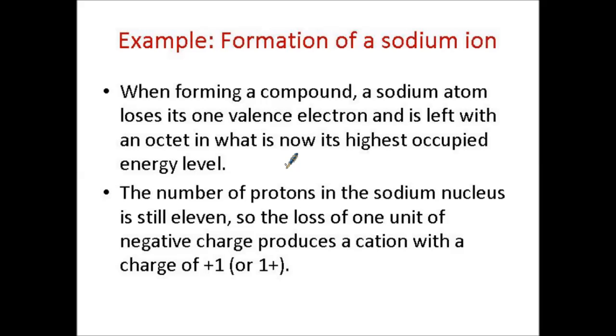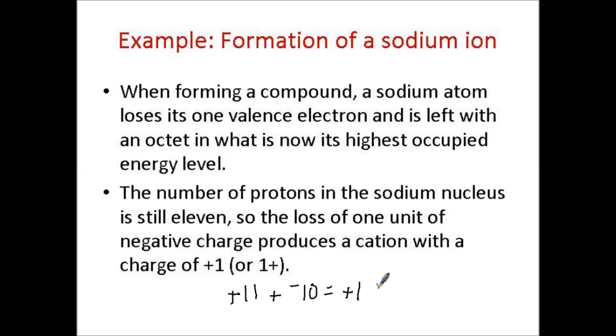It loses that 3s1 electron, and what happens is it has the electron configuration of neon, which ends in 2p6. And since it's going to have more protons than electrons now, it has 11 protons and 10 electrons. It's going to have a +1 charge. You can either put a +1, or you can write 1+. They both mean the same thing.